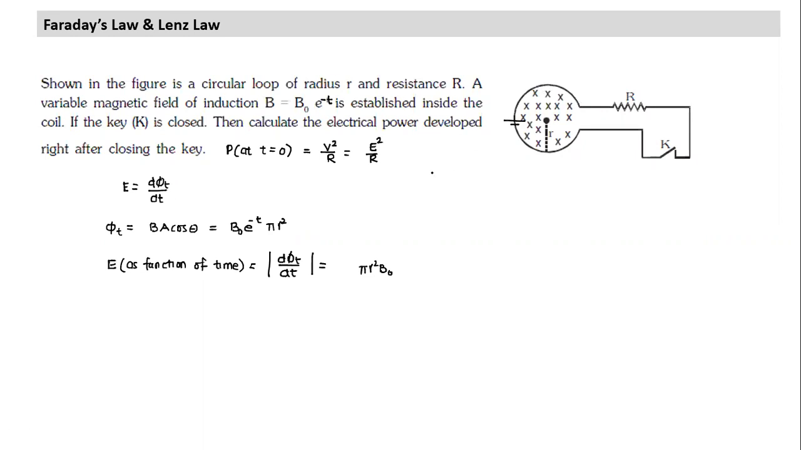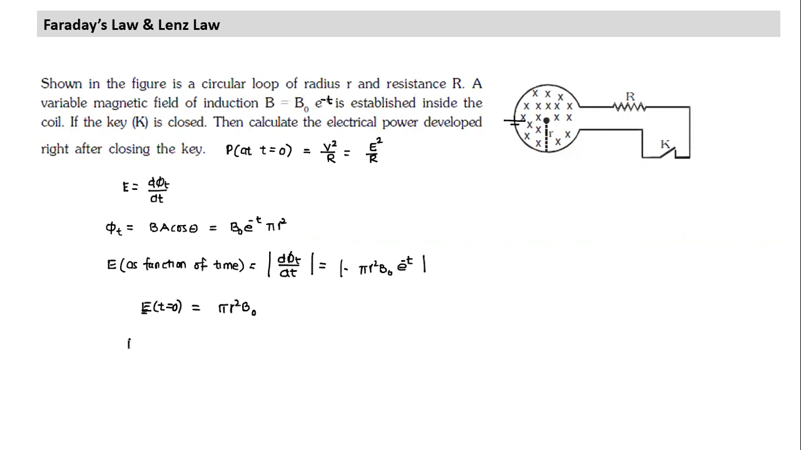Yes. So that becomes simple. So pi r square B naught e raised to power minus t. Negative sign doesn't matter because we are taking modulus only. So this is the EMF induced. So what is E induced at time t is equal to 0? E at time t is equal to 0 is equal to how much? Pretty simple. Pi r square B naught.